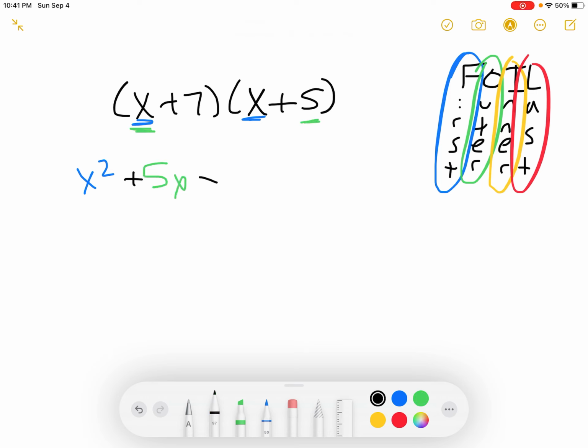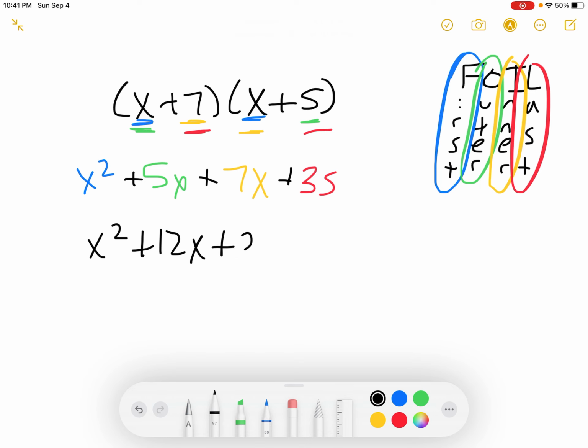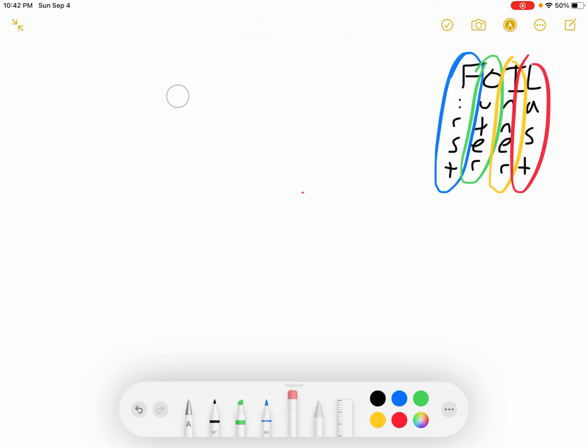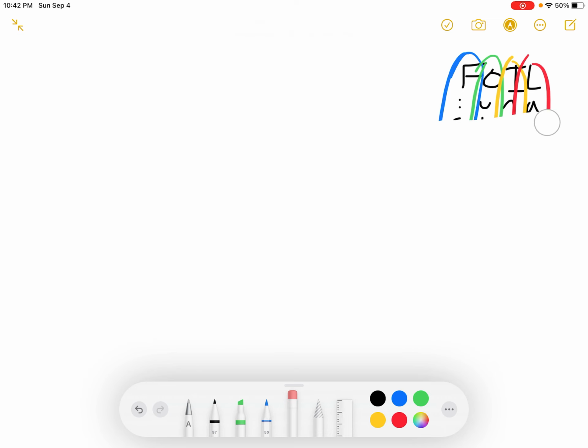All right, plus, the inner, those are these things. So that's 7x. Positive 7x. So then plus the last things, those are 7 and 5, that is 35. Then you can combine the x's, and then we have this. That hopefully is something that you know how to do, but that's how you do it if you didn't know. Okay. All right, let's continue.